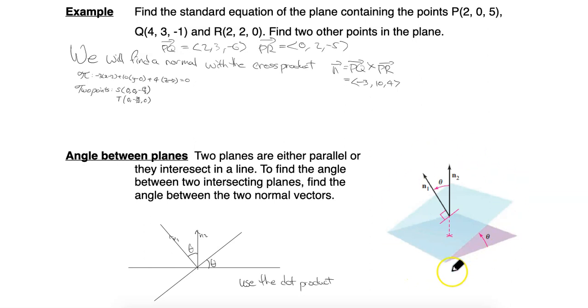Here's a nice illustration of n2 being the normal vector of the purple plane and n1 being the normal vector of the blue plane. We will measure the angle between n1 and n2 rather than between the planes themselves. This is the same illustration. It's also very nice. It's viewed as if you were looking from here.